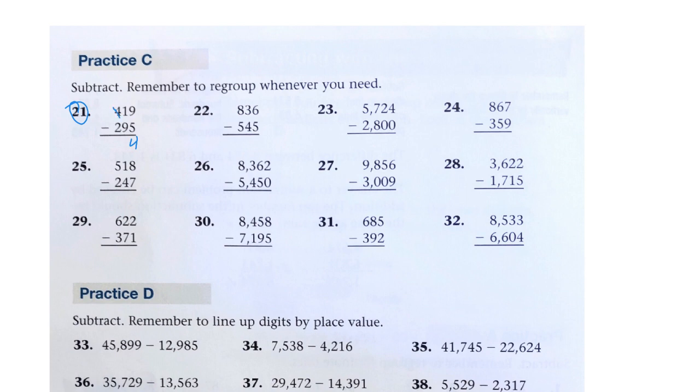But we can regroup by going to the next column over, taking one of those hundreds and giving it to the 10s. It takes 10 10s to make 100. So we've got one of those groups of 10 plus 1. We now have 11 10s. 9 minus 11 is 2. 2 taken from 3 is 1.